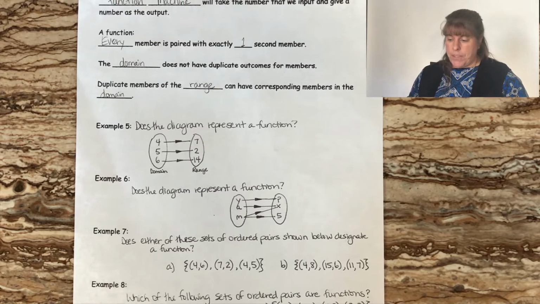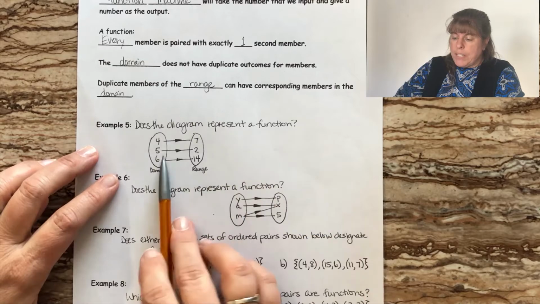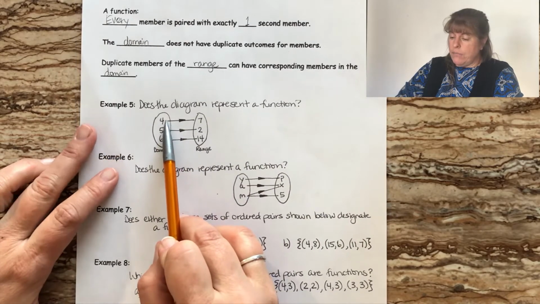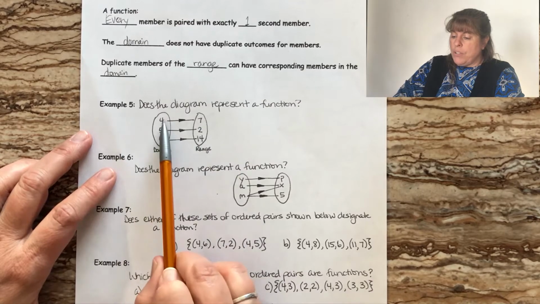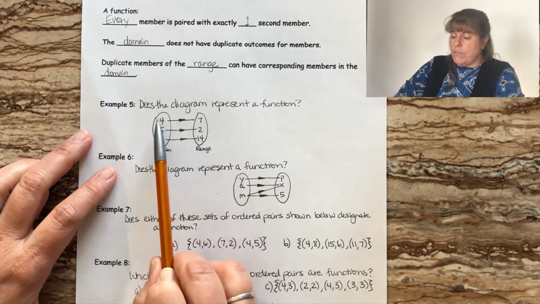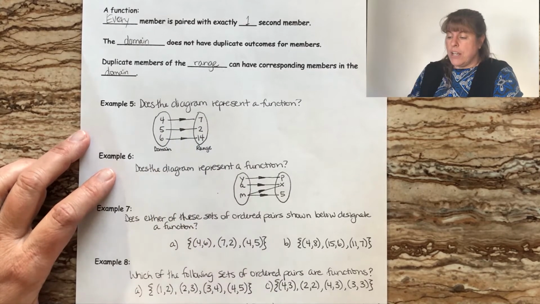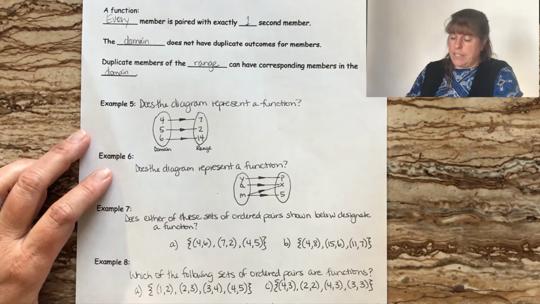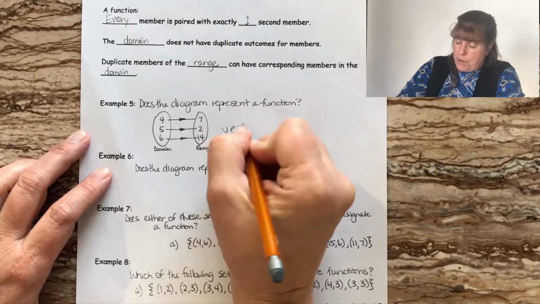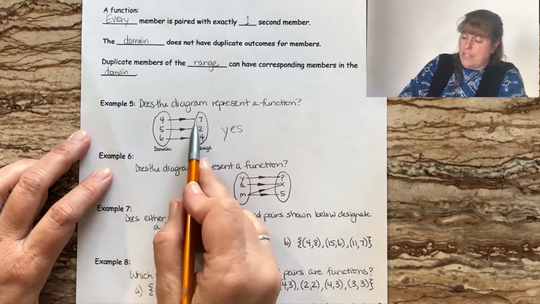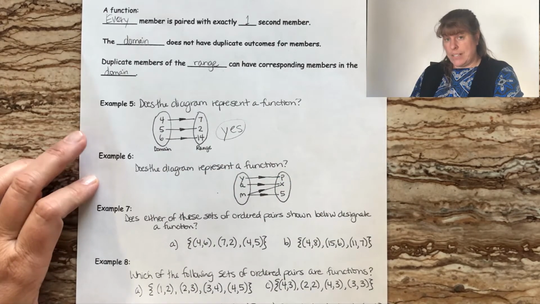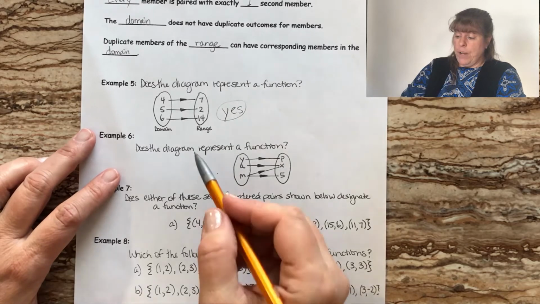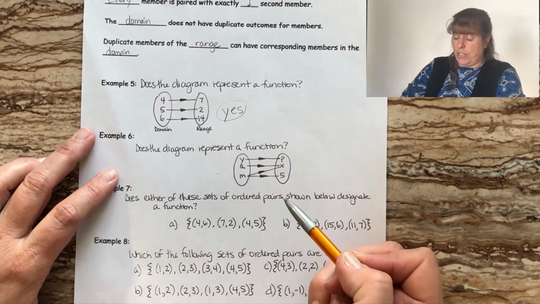That's not a problem. So here, does the diagram represent a function? Here's the domain on the left, 4, 5, 6, and our range is 7, 2, 14. So each of these has an arrow that corresponds from the domain to the range. Is that a function? Yes, it is, because each number that's the domain has a number that corresponds to it in the range.